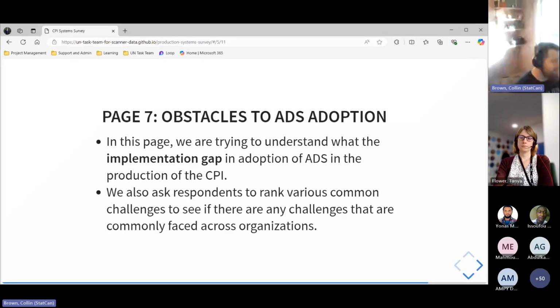So this seventh page is about obstacles and challenges for alternative data adoption. What we're trying to characterize here is what you might call the implementation gap of alternative data adoption for CPI production. What we're going for here is basically, are a lot of organizations facing similar challenges? And if they are, then that will give us a good idea of where we can provide guidance and help to address those challenges.